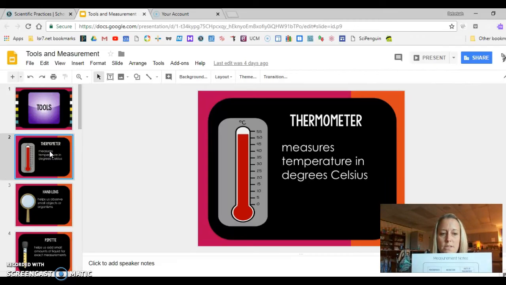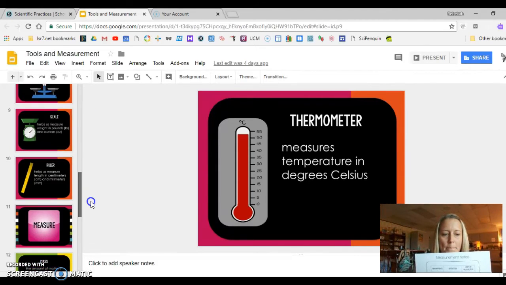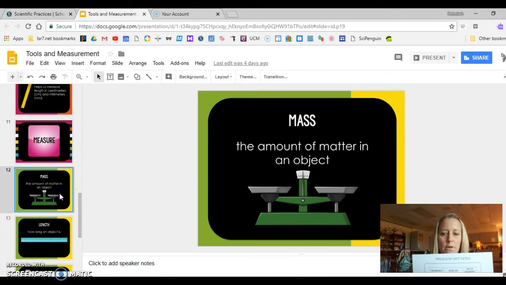The measurement notes are just a little bit different. All right, so we're on the math screen right here. On this slide, it tells us the definition. So on my measurement notes for the definition, I will write the amount of matter in an object.